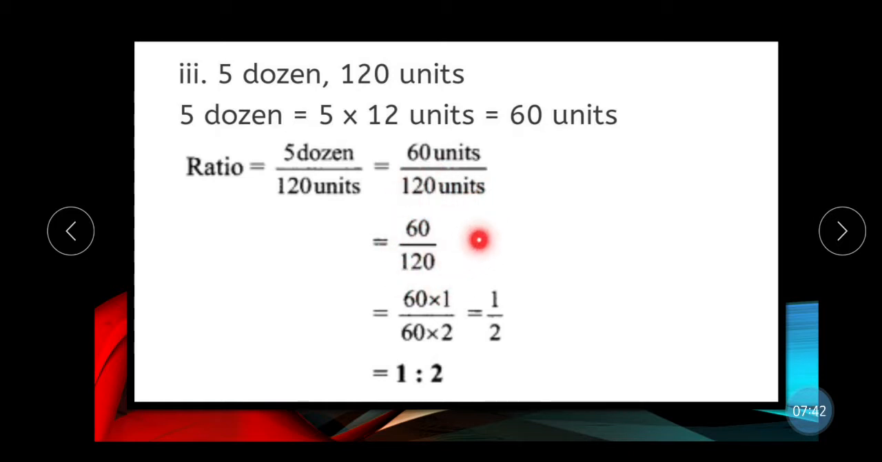Now we can solve it. So 60 into 1 upon 60 into 2 is equal to 1 upon 2. That is equal to 1 is to 2. Therefore, final answer: 5 dozen is to 120 units is equal to 1 is to 2.